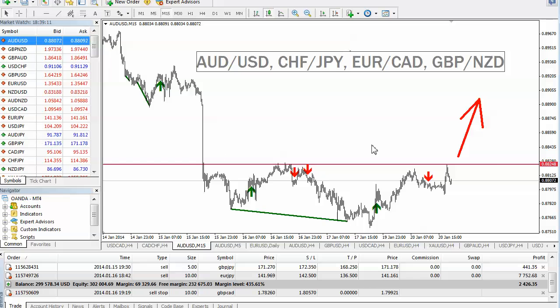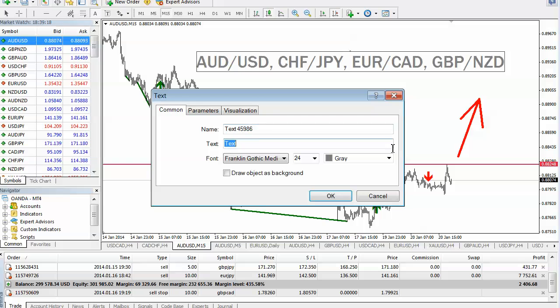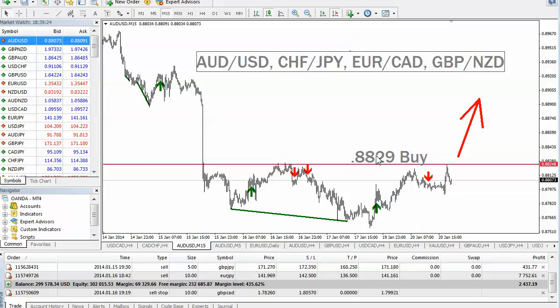Well, I actually do like this as a 15-minute chart, 88.24. So let me just put this in here. 88.29 buy. Talk about catching falling knives. This is a really significantly strong bear trend.